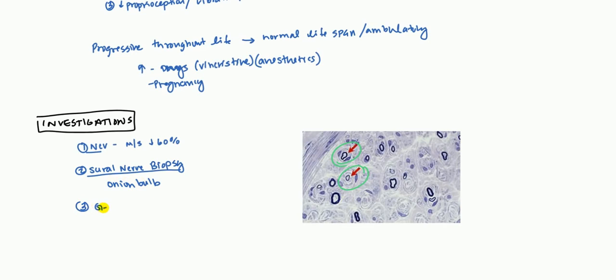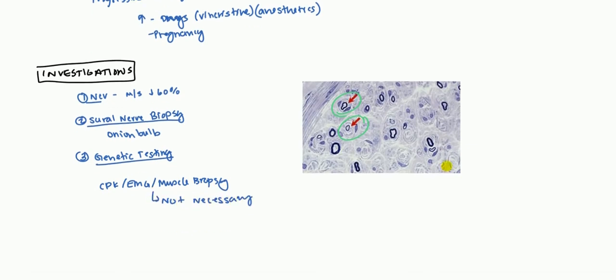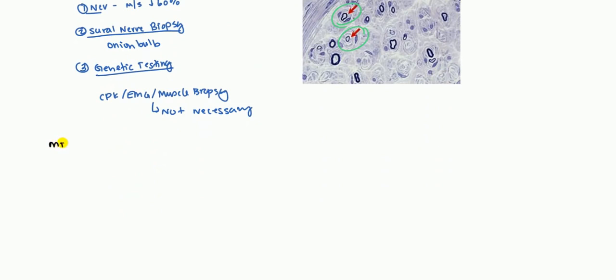Beyond that, you can also do some genetic testing, which can detect it. This can also be detected antenatally using chorionic villus sampling. And this genetic test can be done from the blood, it doesn't necessarily need to be from the muscle. Finally, creatine kinase, EMG and muscle biopsy are generally not necessary because this is more of a nerve issue, not a muscle issue. So these will usually not show any major findings.